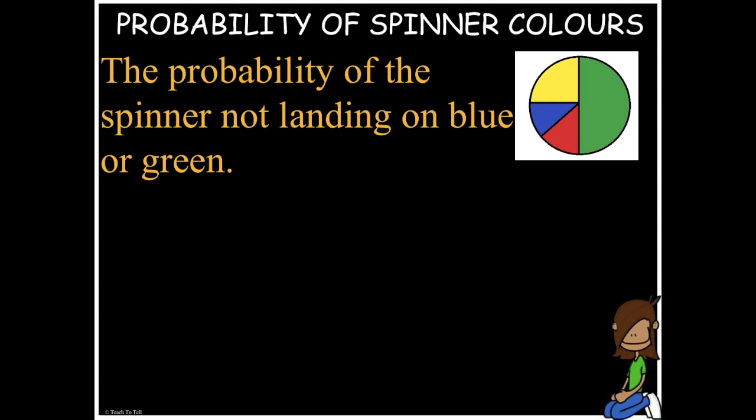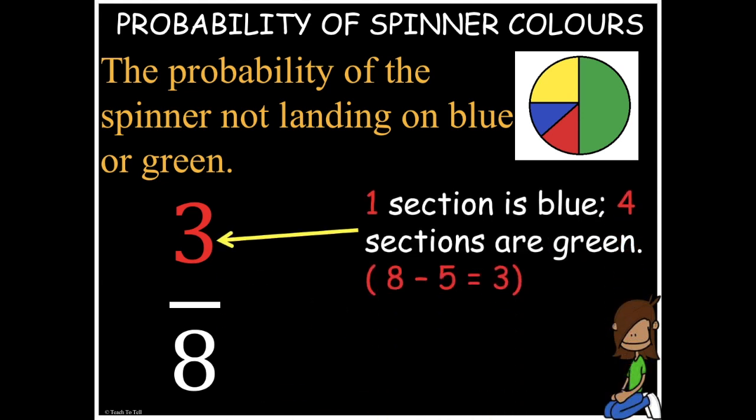The probability of the spinner not landing on a blue or a green. So green has 4, blue has 1, so 8 minus 5 leaves us with 3.